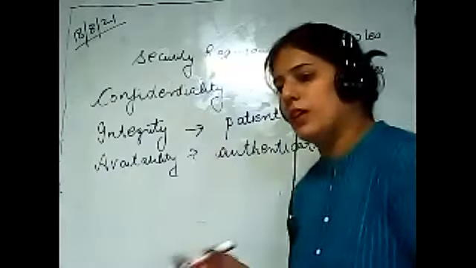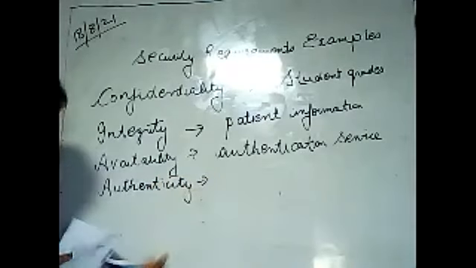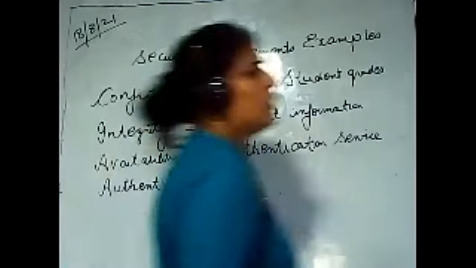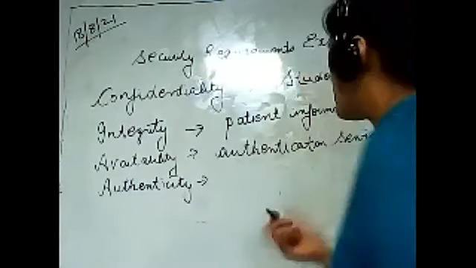Next is authenticity. Availability is different, authenticity is different. When we talk about authenticity, let's take the example of tickets. We have admission tickets, or token numbers. All these things will prove the authenticity of your particular part.